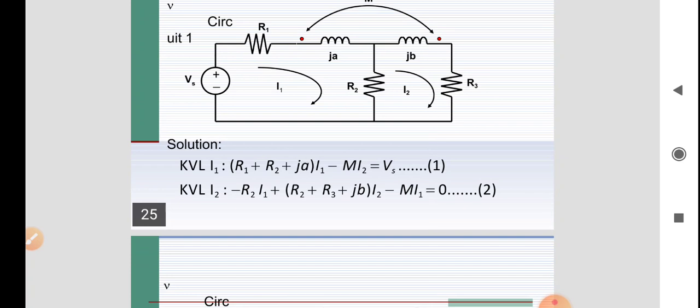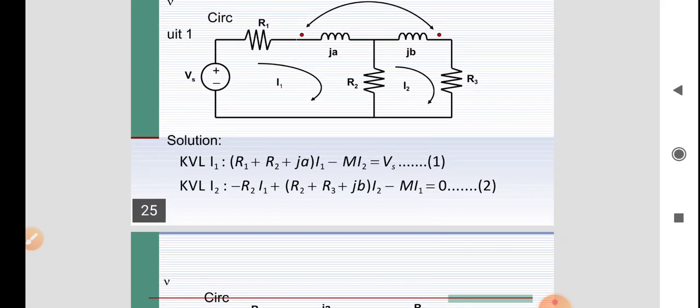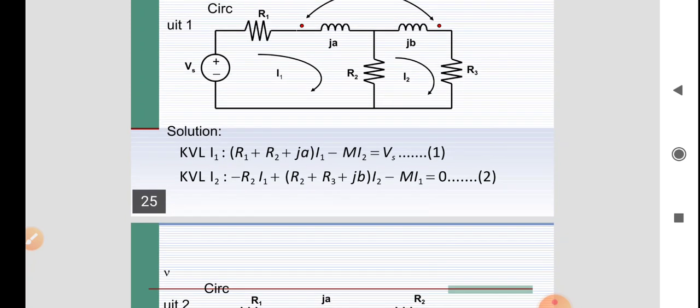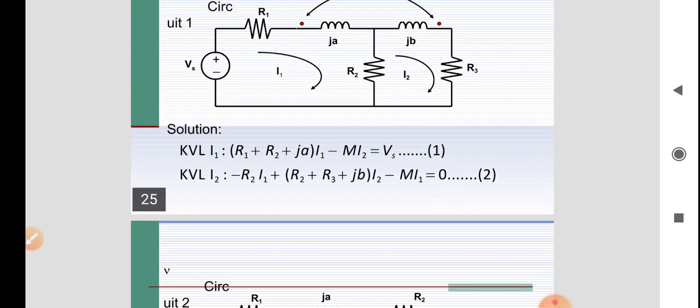In the case of loop 2, we have the elements R2, jB and R3. In all these three elements, the I2 current is flowing. So I am writing (R2 plus R3 plus jB) into I2. But in the case of R2, there is some other current flowing, which is I2 minus I1. As I have already written R2 into I2, the leftover is I1, that is minus R2 into I1.